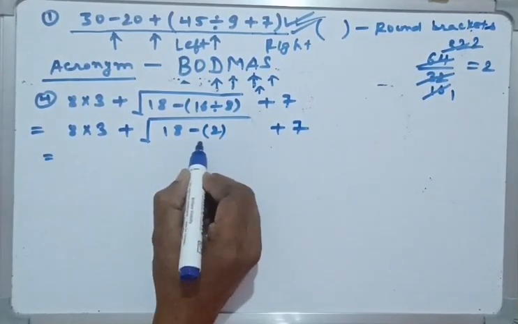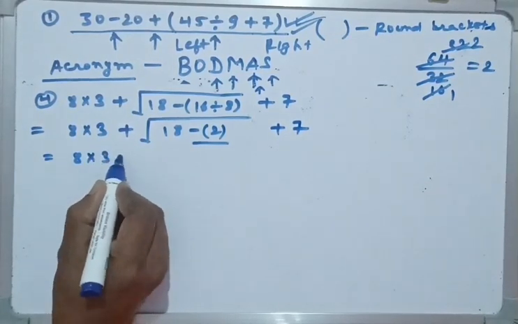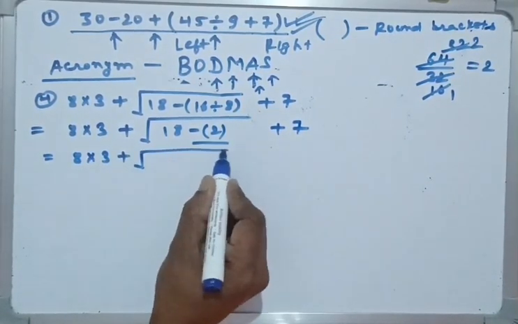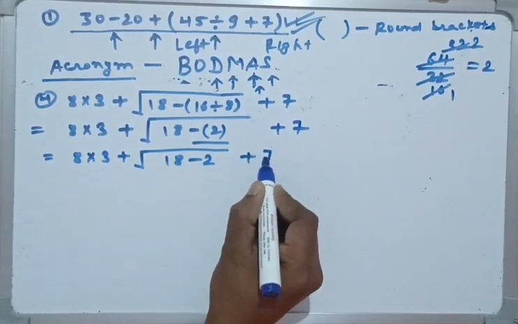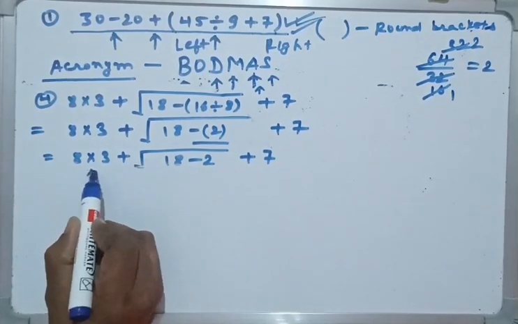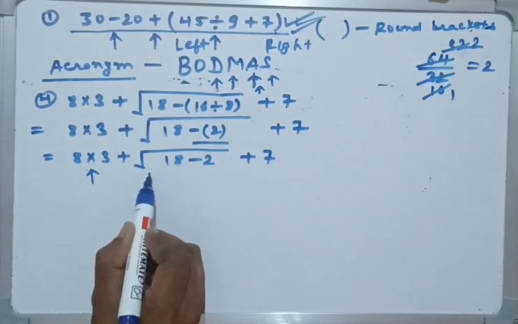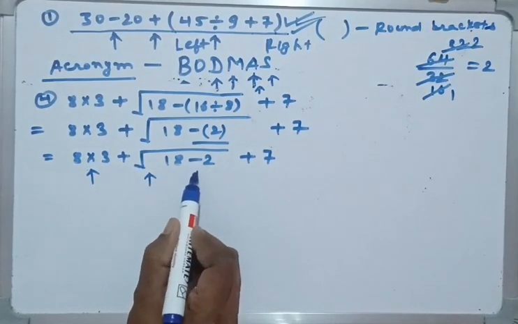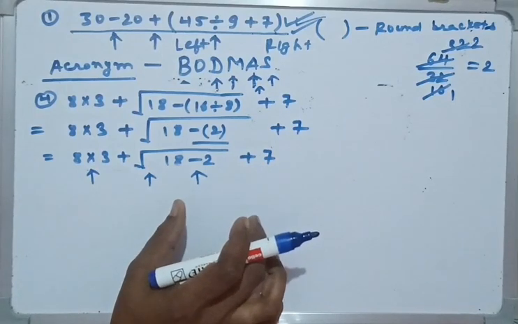Okay, now remove this one. So we can rewrite it as 18 minus 2 plus 7. In this case there are three things: one is multiplication, another is a square root, and another is a negative one. So which one do we solve first?